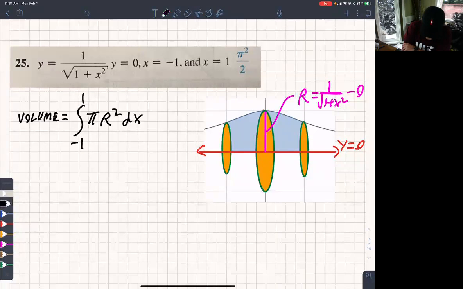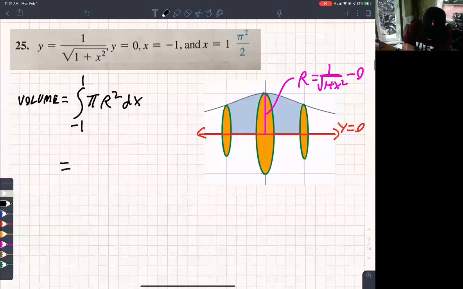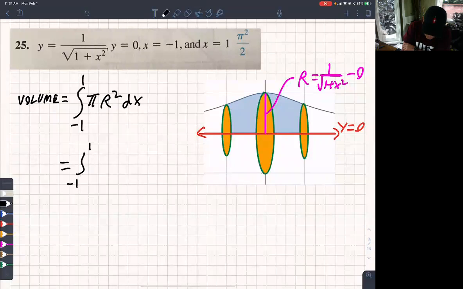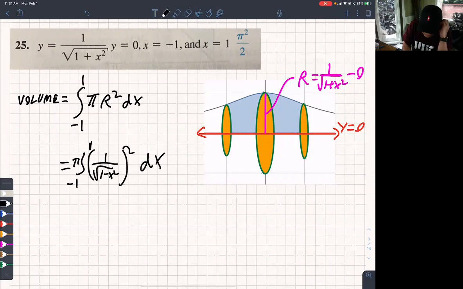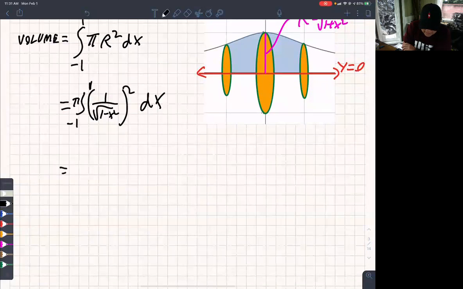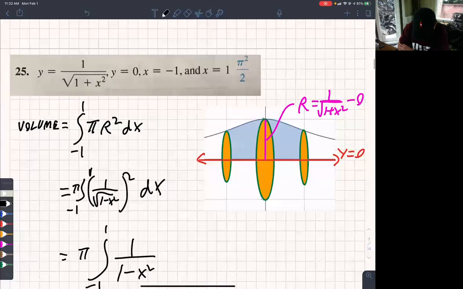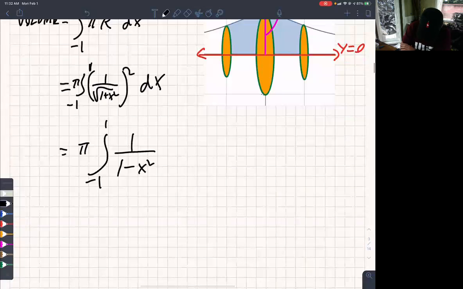Bam! Check this out. -1 to 1. I'm going to pull the pi out in front. Now we have 1 over square root of 1 minus x squared, squared, dx. But the square root and square are going to cancel and leave me with that. Is it a minus or plus? It's a plus.